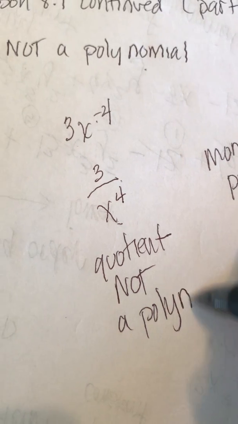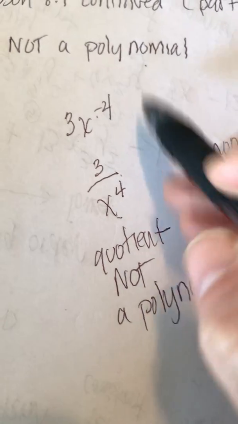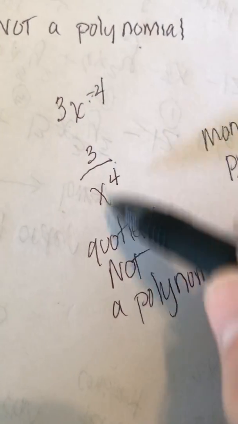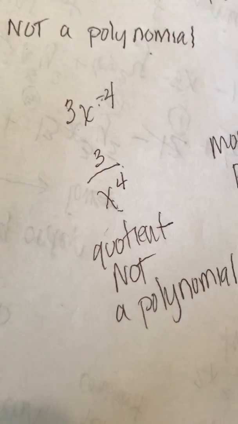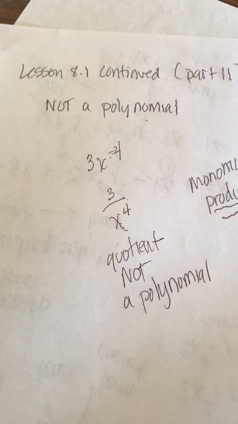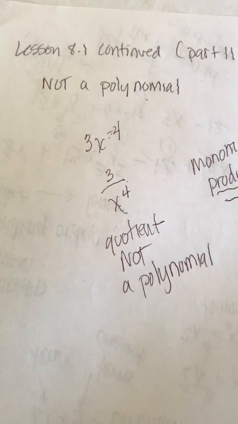So polynomials cannot have negative exponents, and polynomials cannot have variables in the denominator. Those two things are sort of the same idea. That's, for the most part, the thing that would disqualify an expression from being a polynomial.